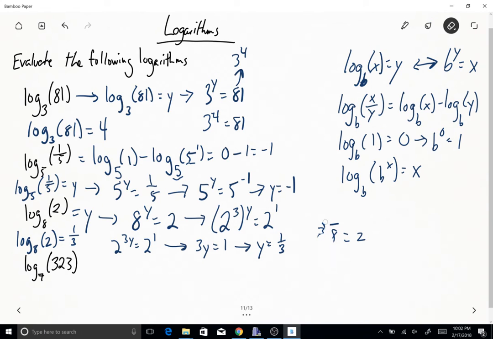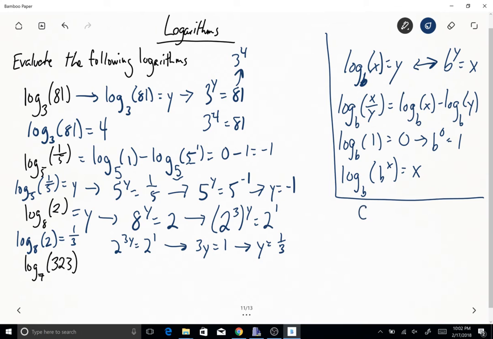Now, all these are good formulas to know. And I'm going to toss in one more. It's called a change of base formula. And why is that? Well, you could start this one and try and figure out, what is this? Well, this is 7 to the y equals 323.